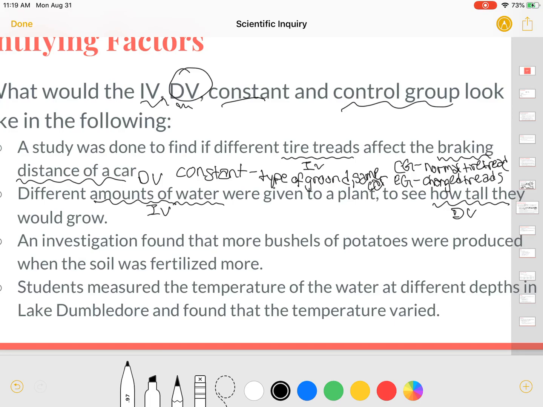These are pretty simple. They get mixed up a lot, but you just have to think slowly with it. I am in charge of what? That's going to be your independent, I. Your constants, again: what do we want to keep the same?